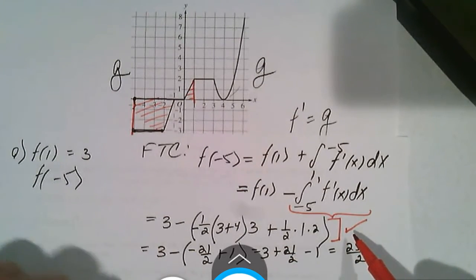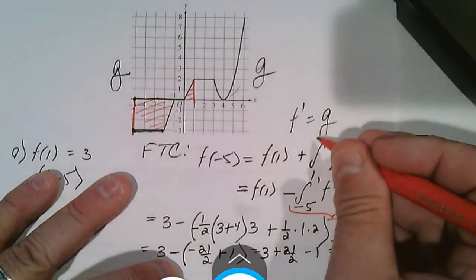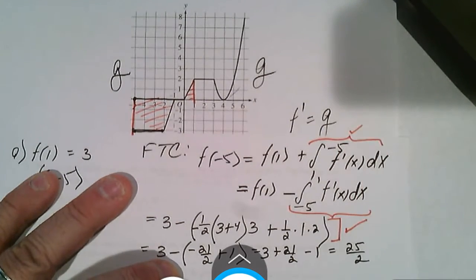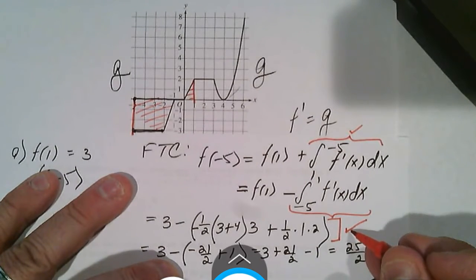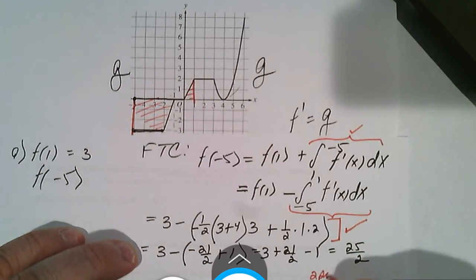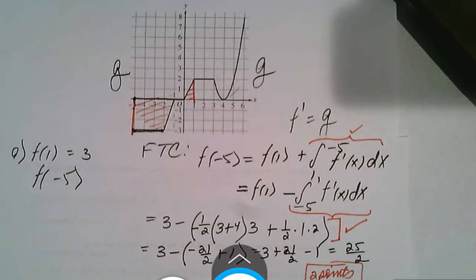They awarded points for setting up this integral here, the integral from 1 to negative 5 of f prime of x dx, and then 1 point for getting to the numerical answer, for a grand total of 2 points for part A. I would think that that's a pretty standard kind of question that most calculus students at this point in the course should feel pretty okay doing. Let's keep going.